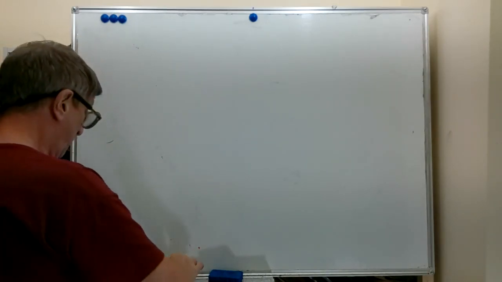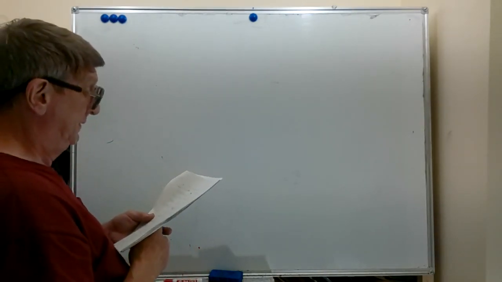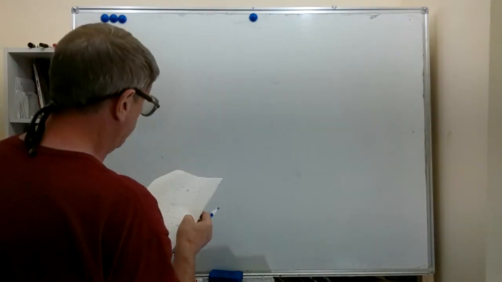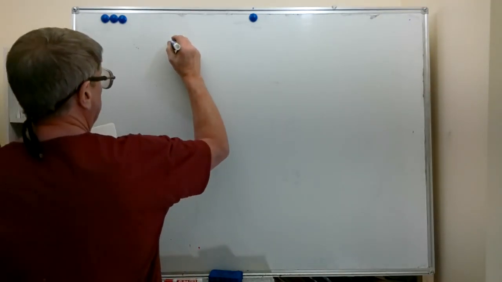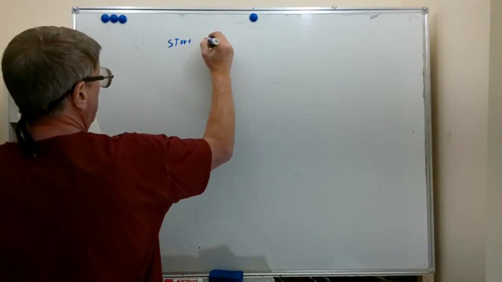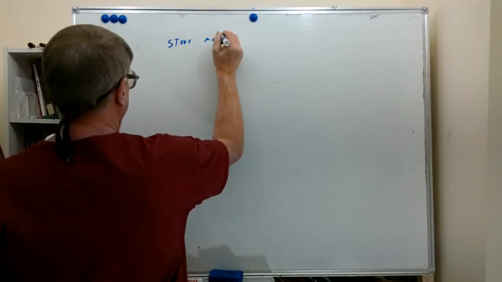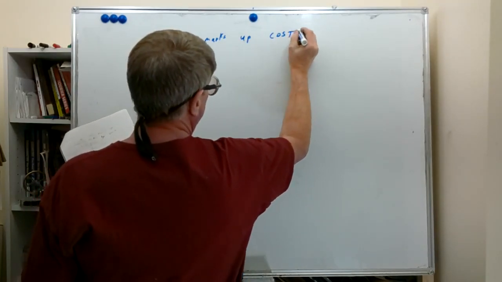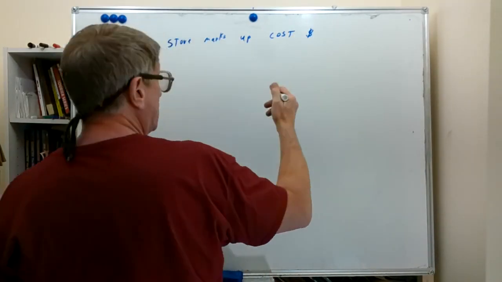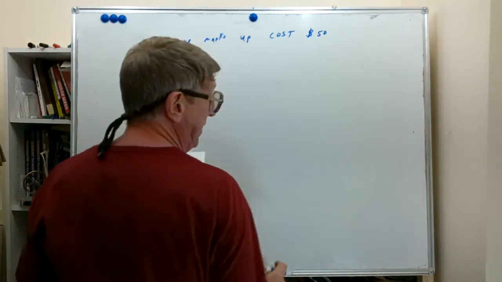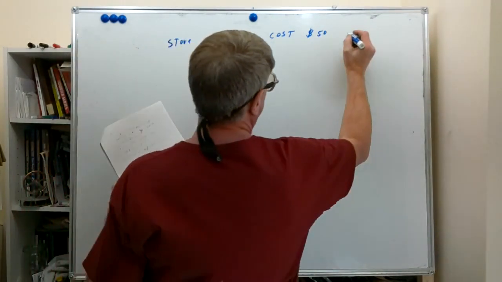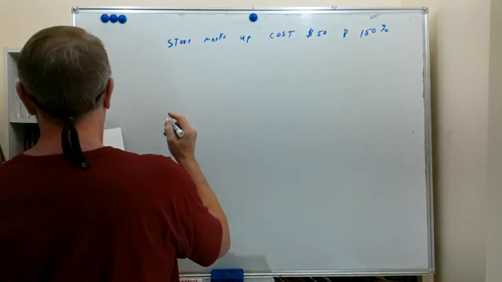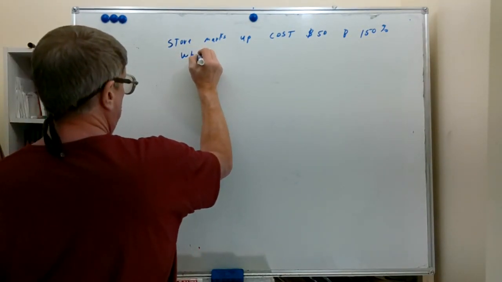So when the store sells something, they usually do a markup. They've got a product, and the store marks up their cost of $50, which they're paying for an item they're selling, by 150%. How much is the price? What is the price?